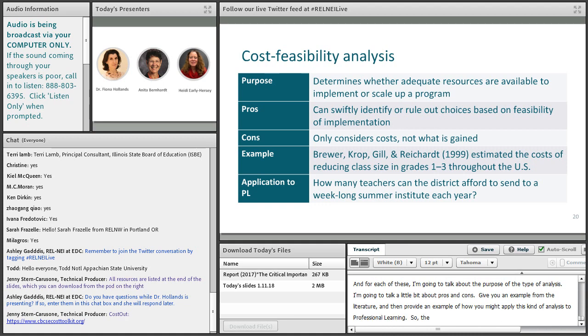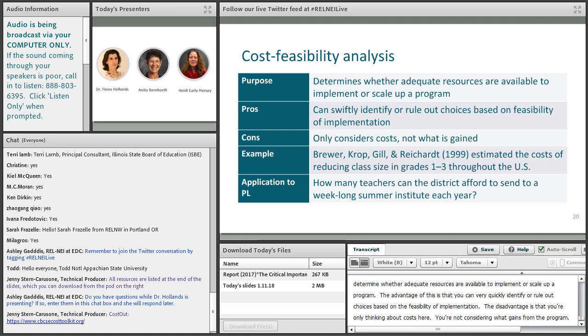So the first one is cost feasibility analysis. You might use it to determine whether adequate resources are available to implement or scale up a program. The advantage of this is that you can very quickly identify or rule out choices based on the feasibility of implementation. The disadvantage is that you're only thinking about costs here. You're not considering what's gained from the program.